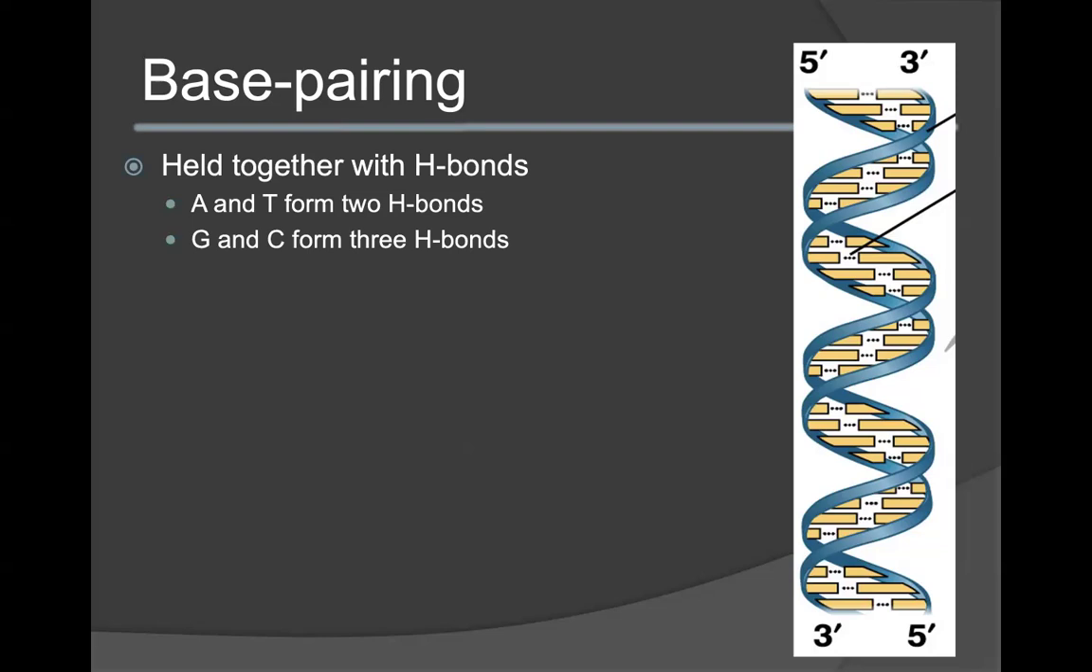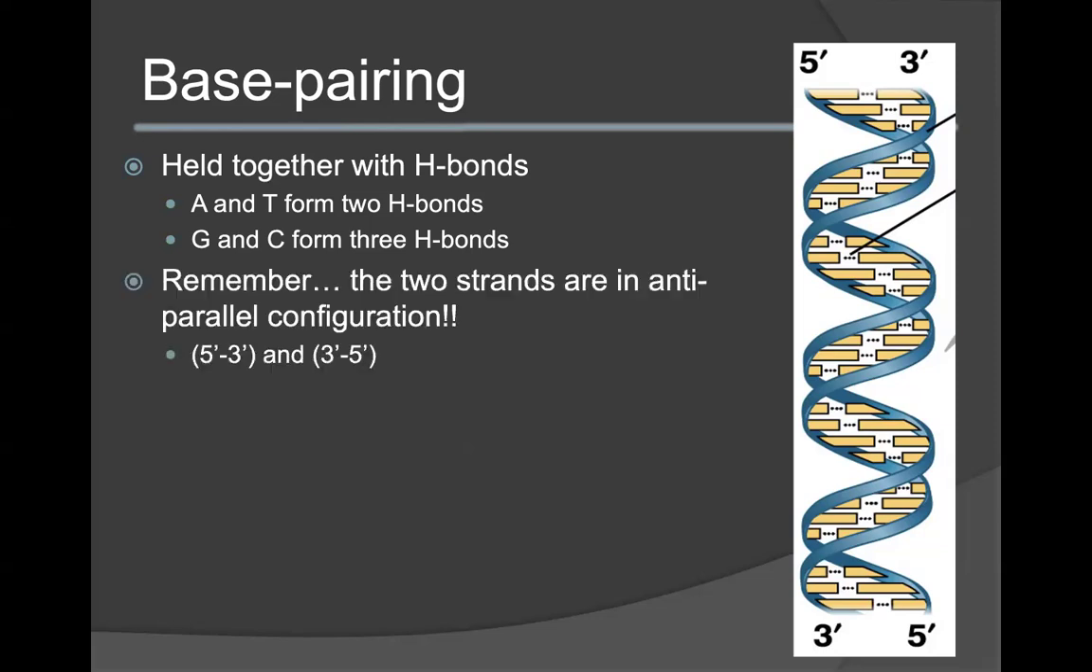If we take a look at these hydrogen bonds, when you have adenine and thymine together, they are going to be joined with 2 hydrogen bonds, whereas G and C will be bound together with 3 hydrogen bonds. Once again, remember that these strands are going to be in anti-parallel directions, so one will be running from 5 to 3, and the other strand would be running from 3 to 5.